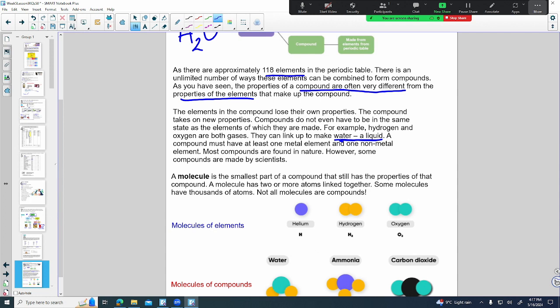A compound must have at least 1 metal element and 1 non-metal element. Most compounds are found in nature. However, some compounds are made by scientists.